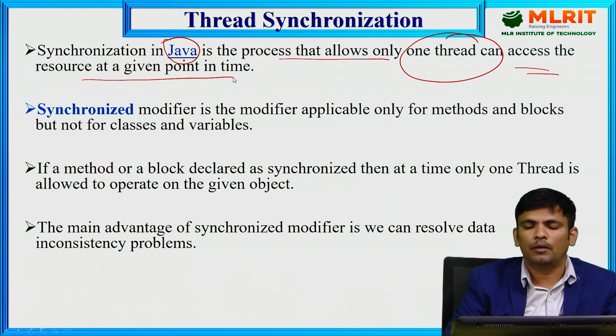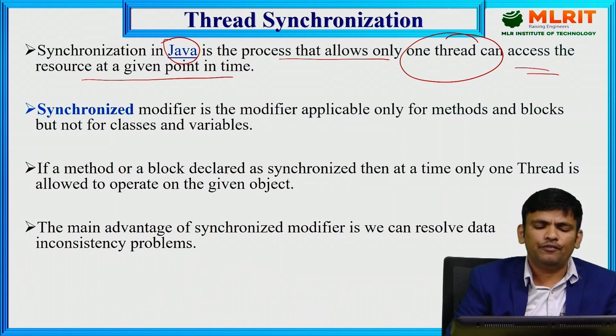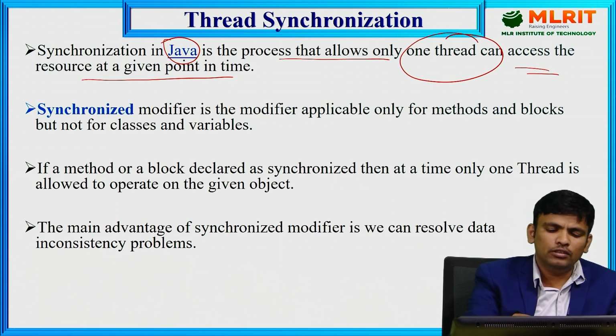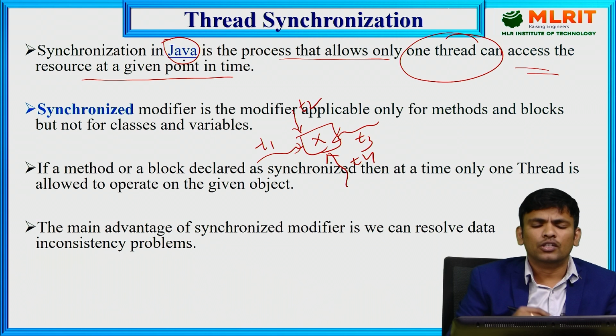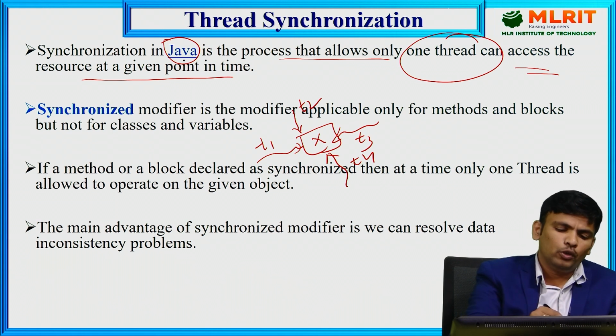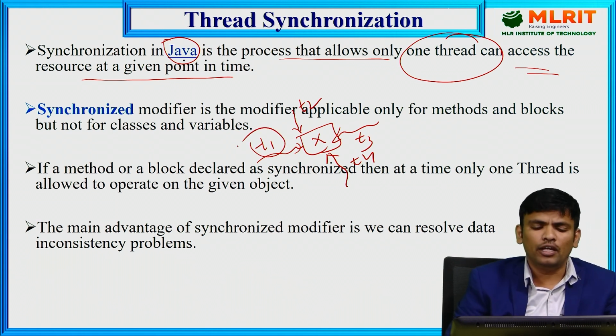of time. Suppose you take a situation where I have an X resource. This X resource is accessed by multiple threads: T1, T2, T3 and T4. So we cannot predict which thread will get a chance to execute on this resource. Suppose T1 is executing, then T2, T3 and T4 must also be in the waiting state.